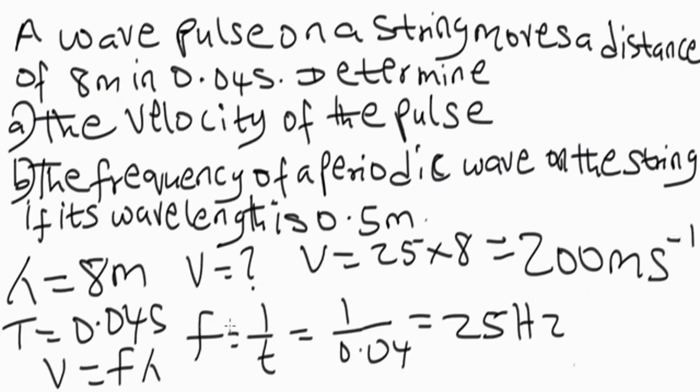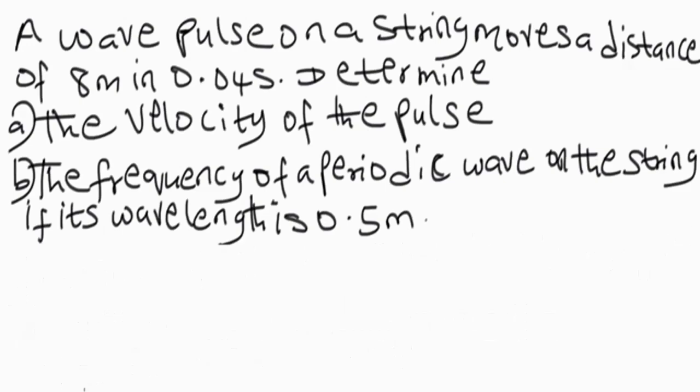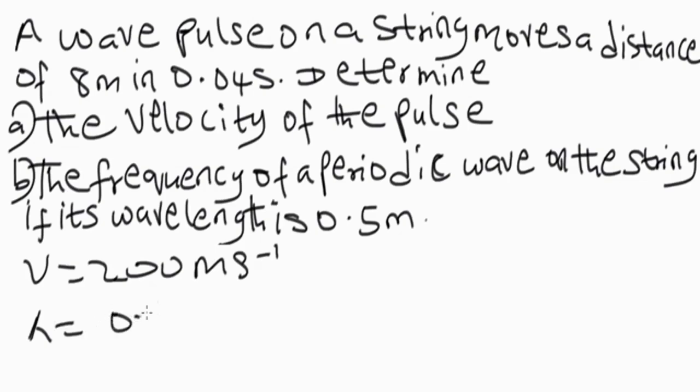Now let's wipe below and solve the B part of it. This time around we are looking for the frequency, and remember we have got the velocity to be 200 meters per second. In this question too we have the wavelength, that's lambda, to be 0.5 meter, and the frequency is unknown. So we still make use of this formula, v equals frequency times lambda.